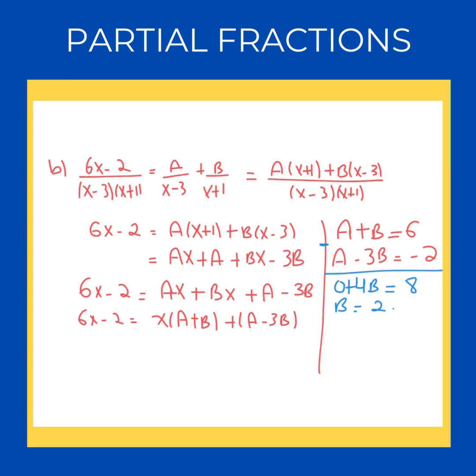To find a, I need to substitute b equals 2 into the first equation. So a plus 2 is equal to 6, so a is equal to 6 minus 2, which is 4. Again, we got the same answer as the first method, which is by substitution. So b is 2 and a is equal to 4.